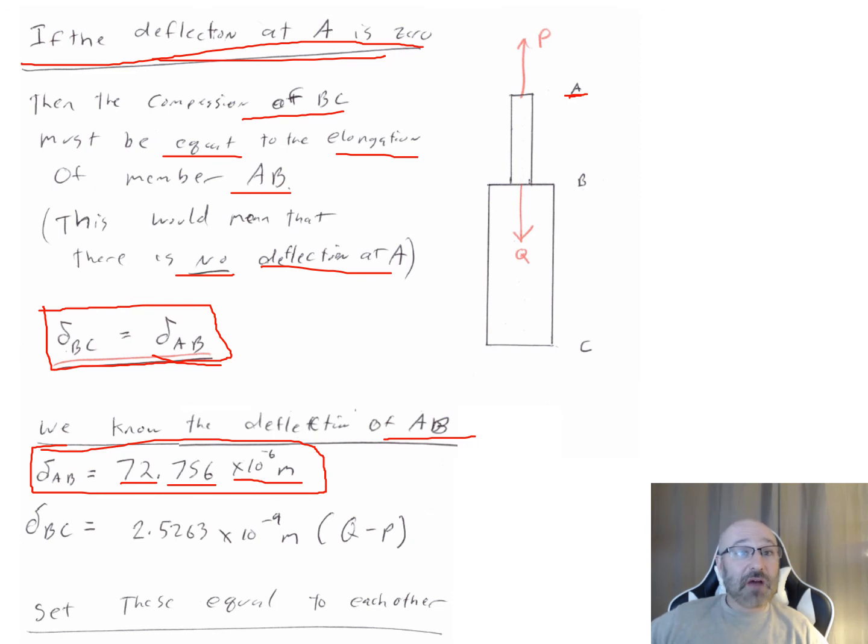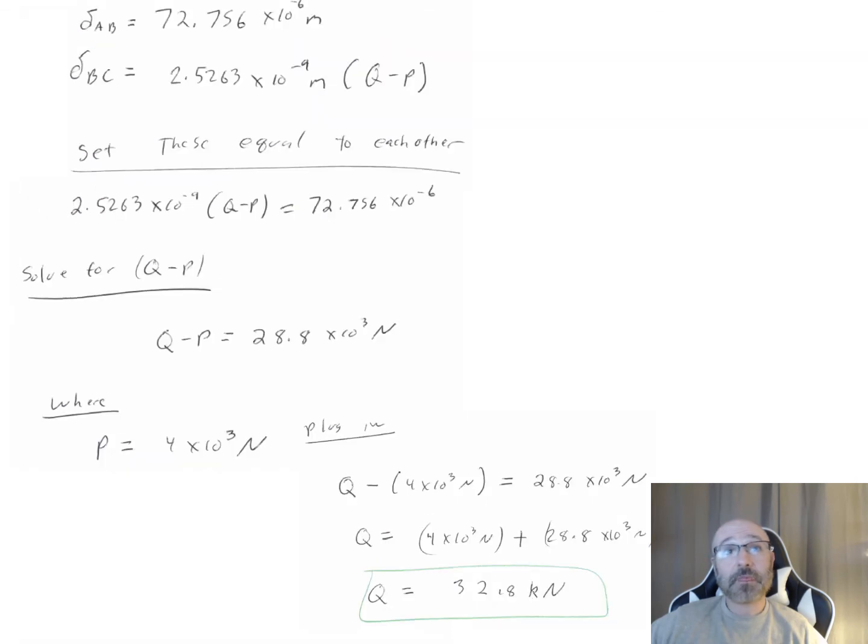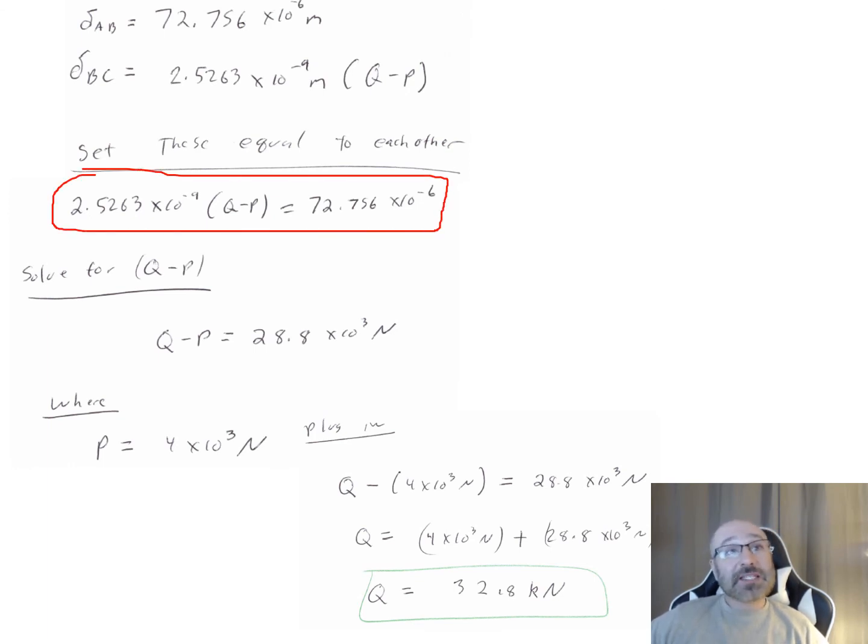And we have now down here this relationship for DBC relative to our Q and our P. So now we can set these two relationships equal to each other, because if DBC is equal to DAB, then this relationship on the right-hand side for BC is equal to this value right here. If we write this down again at the top of the page and set these equal to each other, we end up with this relationship: 2.5263 times 10 to the negative 9 times Q minus P is equal to 72.756 times 10 to the negative 6.